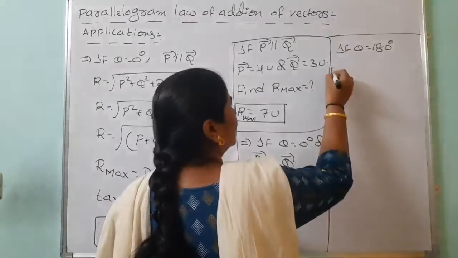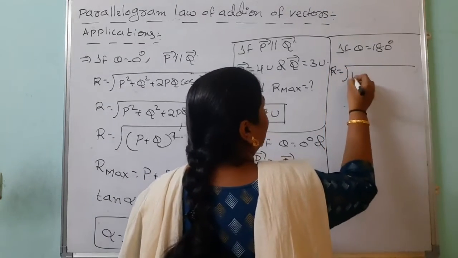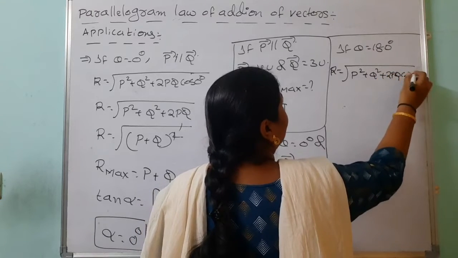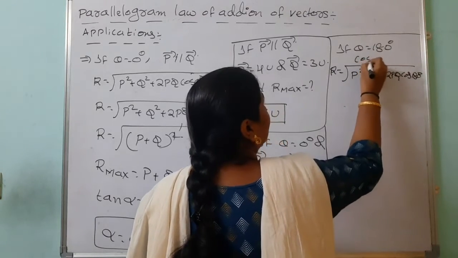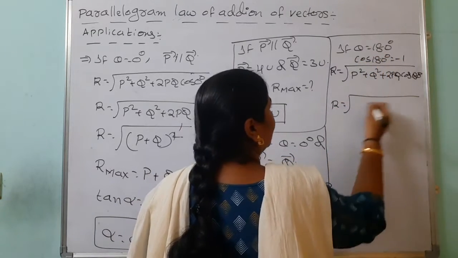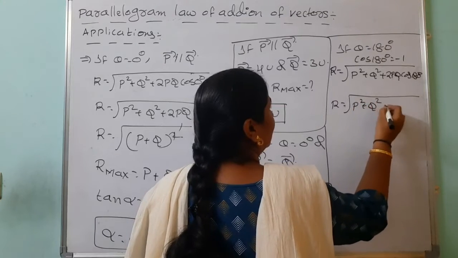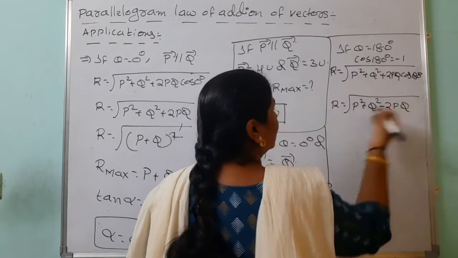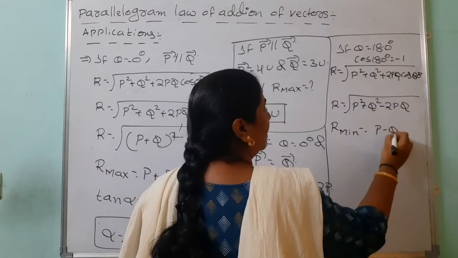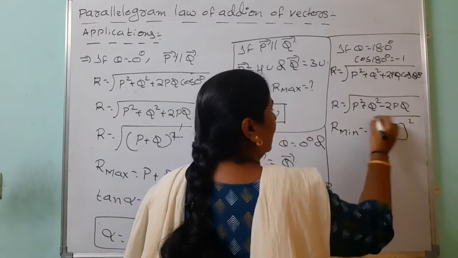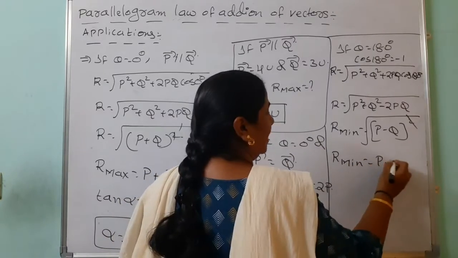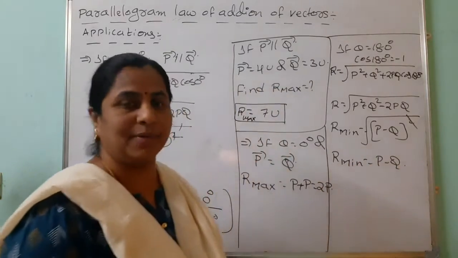Then how do we find the resultant? R equals under root P square plus Q square plus 2PQ cos 180 degrees. Cos 180 degrees is minus 1. Then R equals under root P square plus Q square minus 2PQ. This is like (a minus b) whole square, so it is nothing but (P minus Q) whole square, and the under root and square cancel. R minimum equals P minus Q. This is the R minimum.